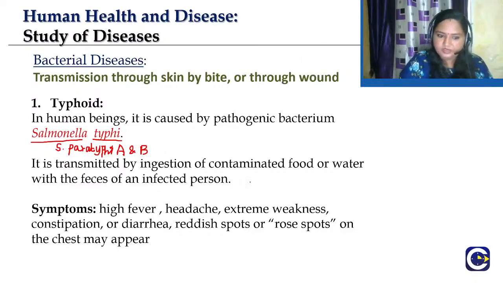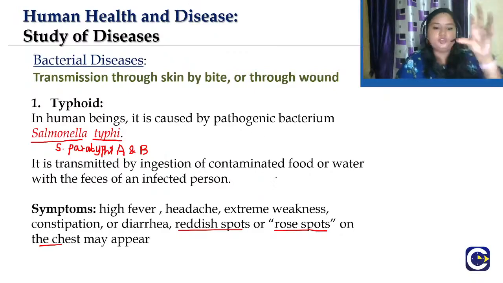Okay, right? And because of this extreme weakness, patients generally develop reddish spots or rose spots on their chest. Okay, it's just because their body and RBC has been affected, and because of that, they start having these reddish spots. It's like patches of red color all over the chest.